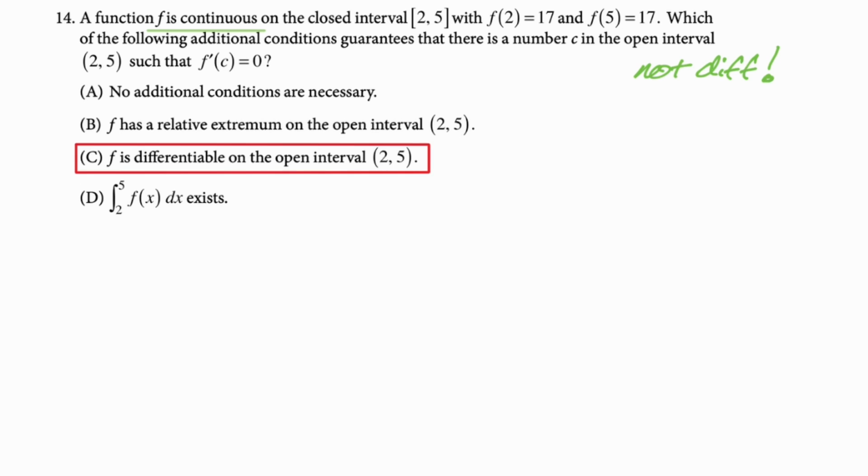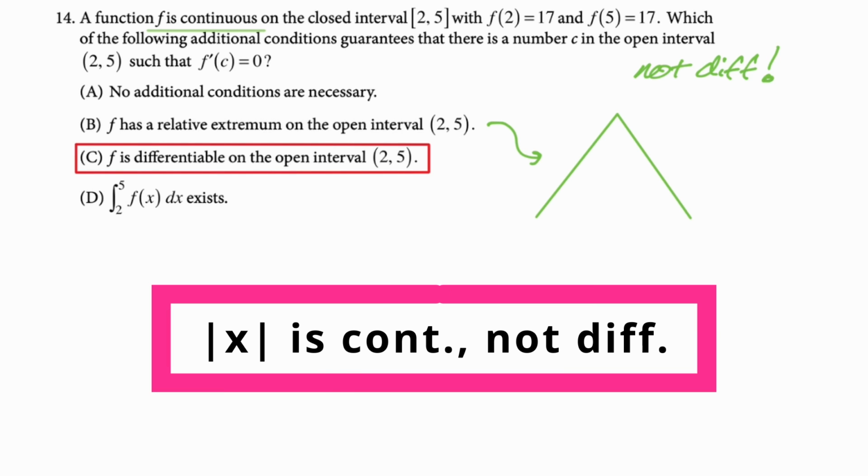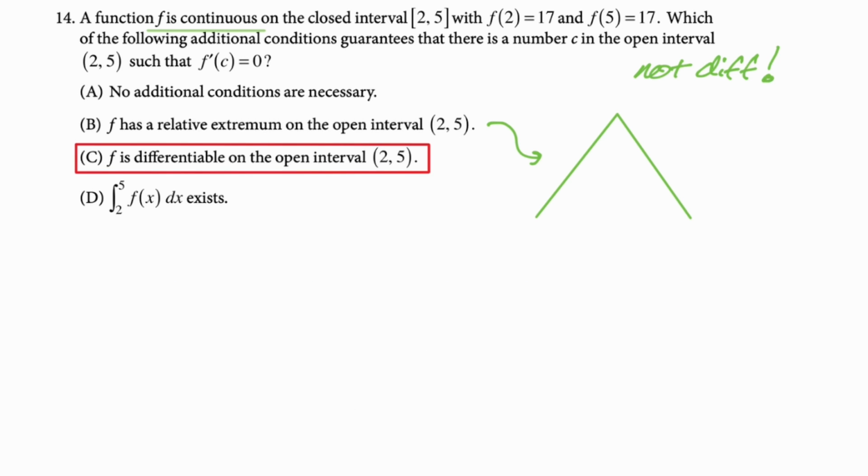Now, why doesn't B work? Well, we could draw something not differentiable where there is a relative extremum. So always keep in mind the absolute value of x. I think that's the best example of a continuous, not differentiable function. But anyway, our answer is C, which we kind of knew as soon as we saw continuous but not differentiable given.